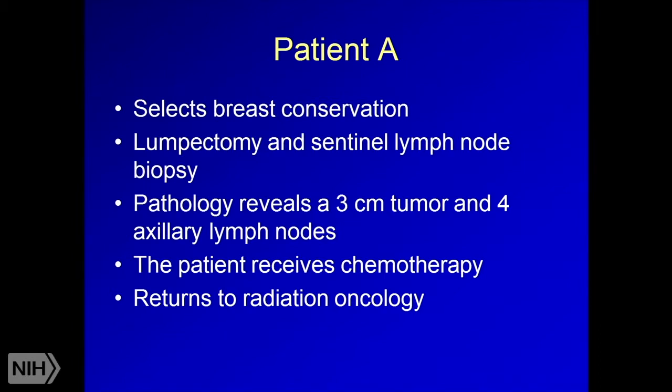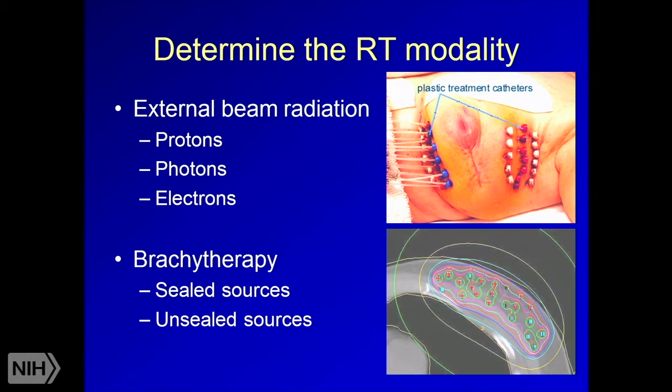So when we're looking at this scenario, we have to first think about what type of radiation modality we want to use and what we want to target. There are a couple of different ways we can use external beam radiation therapy. One is with protons, one is with photons, and one is with electrons. We then talk about, is brachytherapy an option for this patient? There are different types of brachytherapy again, sealed sources or unsealed sources.